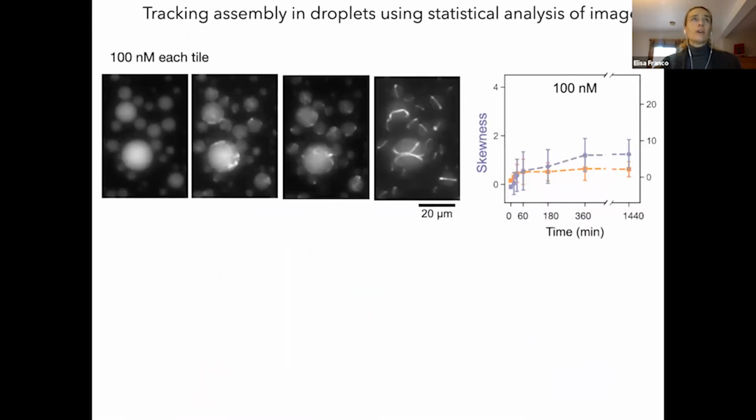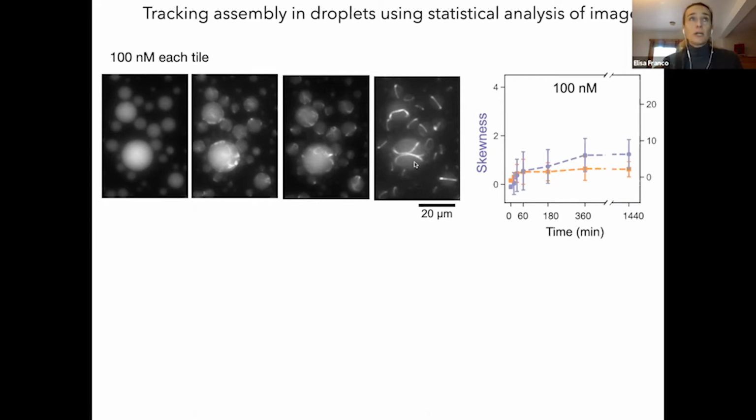So here is an example where we monitored assembly of our nanotubes at a particular concentration of tiles. And you can see here that both skewness, in purple, and kurtosis, in orange, go up over time. Now let's see how this could be useful. Well, what if we want to compare how this experiment progresses relative to a different experimental condition?